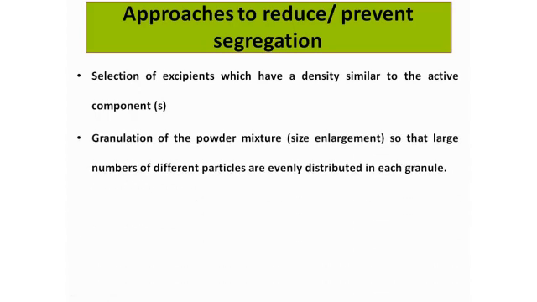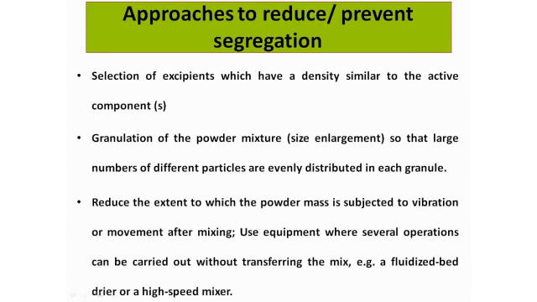The next one is granulation of the powder mixture. Actually this is a very useful one. Granulation helps in size enlargement, and we know that granulation helps in the formation of granules. So after mixing the powder drug with the excipient, we can make granules. The granulation process actually helps to reduce the unevenness in the sizes, meaning the improper distribution of sizes, right?